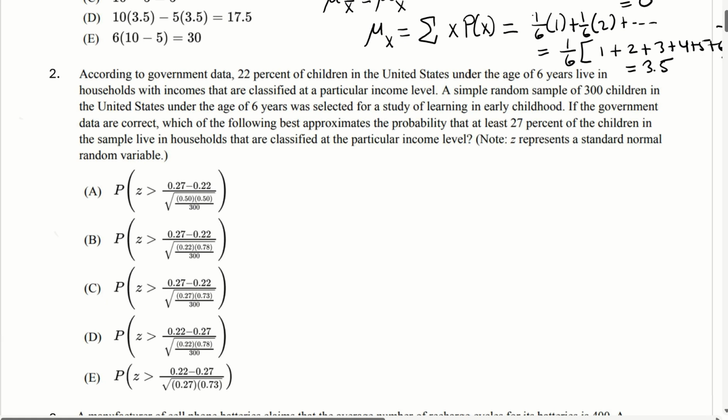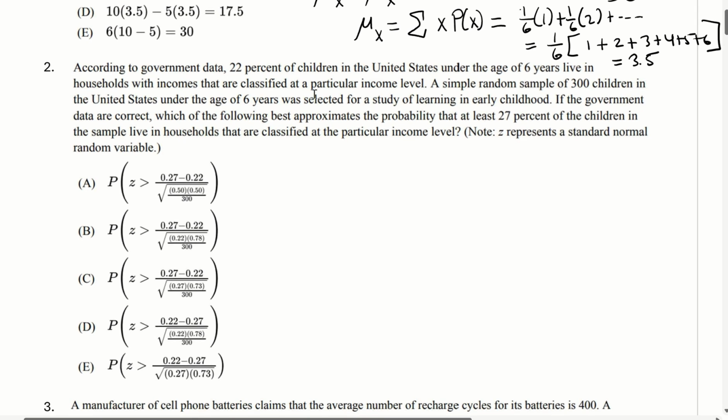Okay, so let's look at number 2. According to government data, 22% of children in the United States under the age of 6 years live in households with incomes that are classified at a particular income level. A simple random sample of 300 children in the United States under the age of 6 years was selected for a study of learning in early childhood. If the government data are correct, which of the following best approximates the probability that at least 27% of the children in the sample live in households that are classified at the particular income level?